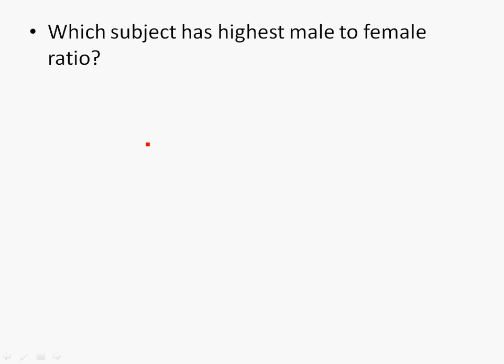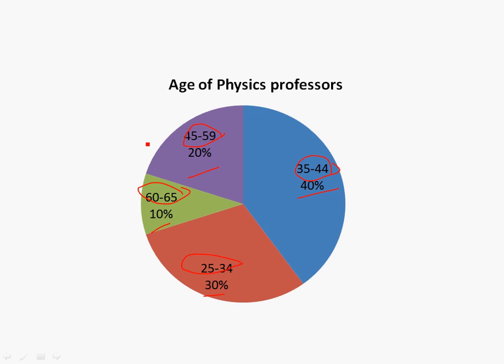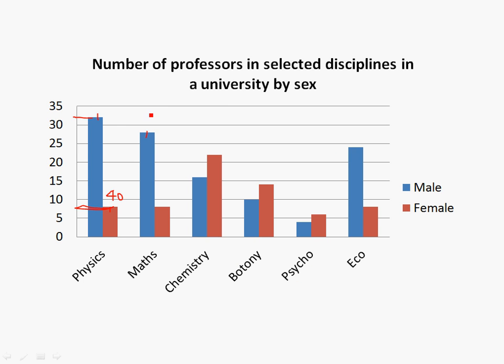Next question says, which subject has the highest male to female ratio? The male to female ratio can be very easily found through this chart. Male is 32 and female is 8, so it would be 32 by 8. Similarly, you can find all of these. There were options as well. So the male to female ratio would obviously be high for this, this and this. Otherwise, this, this and this would be in decimals because males are less than females.